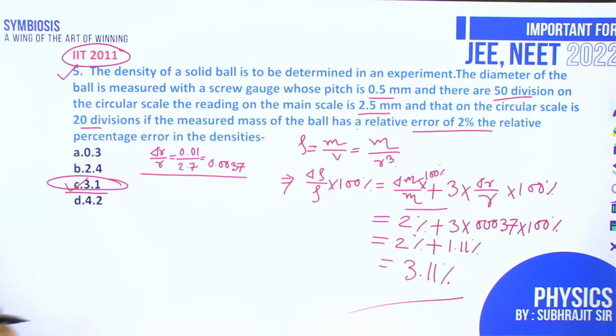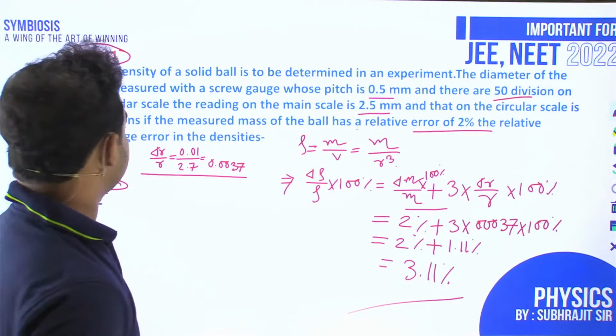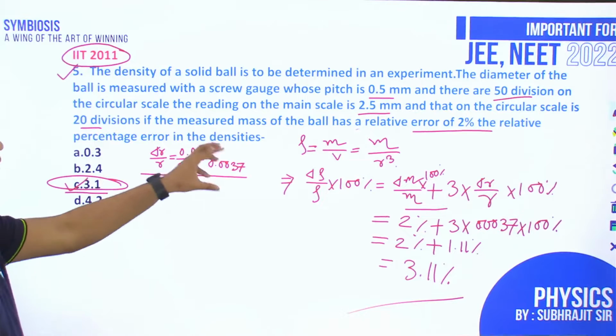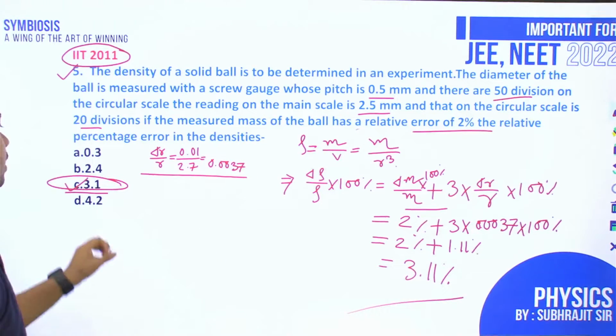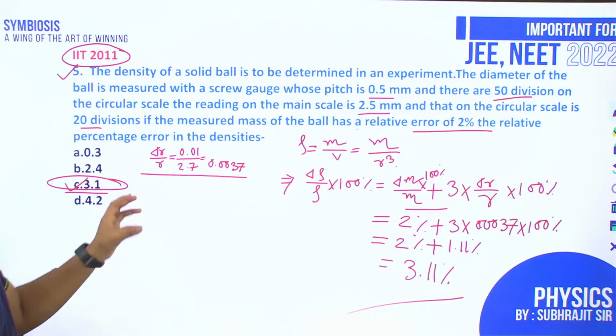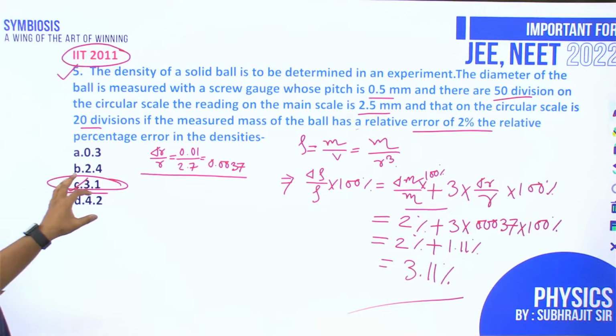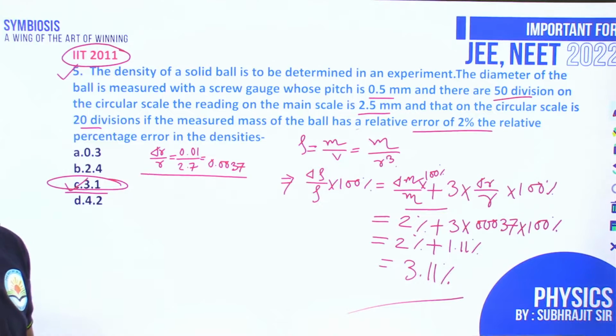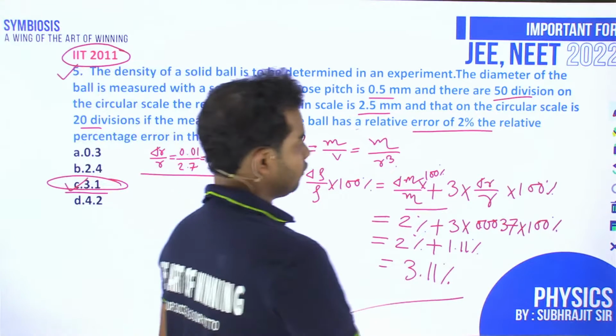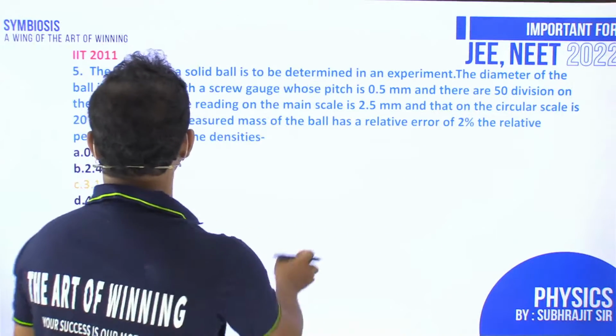Okay, got it? So the question was the relative percentage error in the densities, and the correct option is option number C, that is 3.11%, or 3.1. Okay, now move on to the next question.